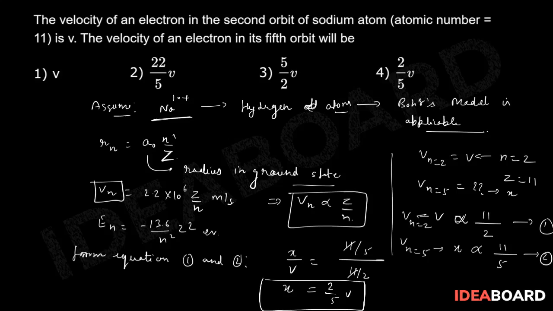So let us match the options. So obviously option number 4 should give us the right choice. So in the fifth orbit, velocity will be 2 by 5th of second orbit, that means v. Fine? Yes.